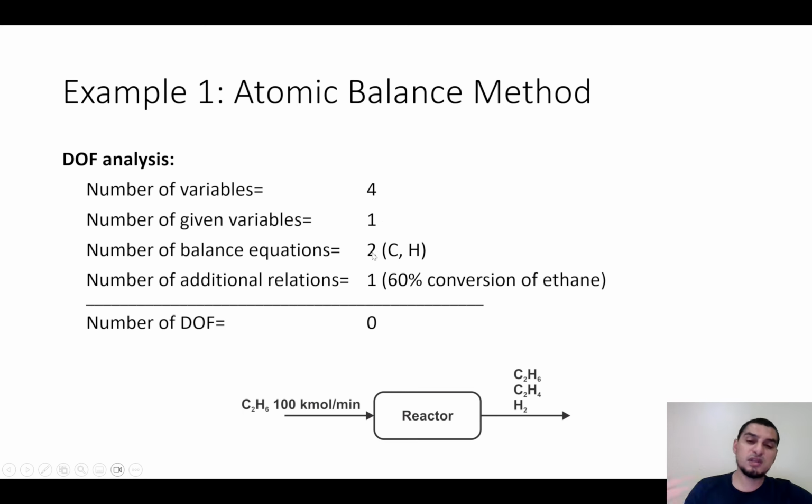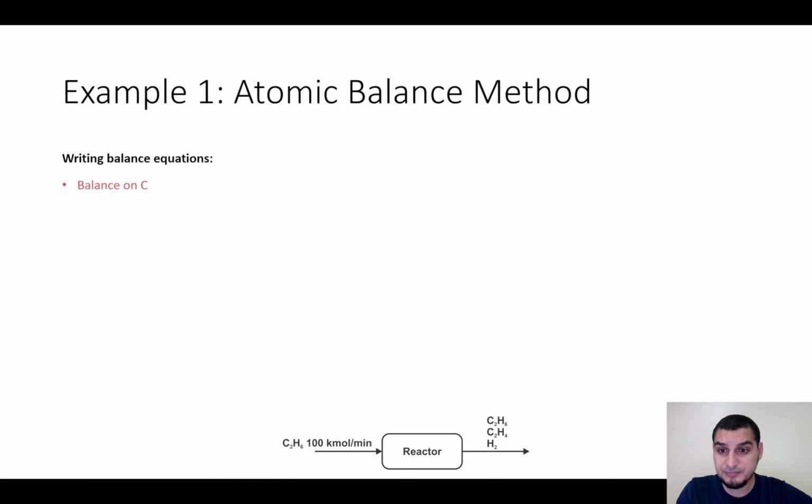Just for the sake of demonstration now, I'll start with the balance equations. So we have an equation for carbon. For carbon, we have 100 kilomoles per minute, and each kilomole of them contains 6 moles of atomic hydrogen, of course. And in the product, we have the number of moles of ethane that we don't know, multiplied by 6, because this is the number of hydrogen atoms per mole. And the same for hydrogen, we have the number of moles of C2H4 ethylene, multiplied by 4, and the number of moles of hydrogen multiplied by 2.